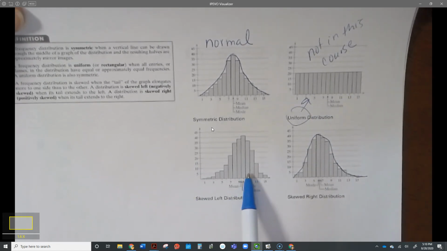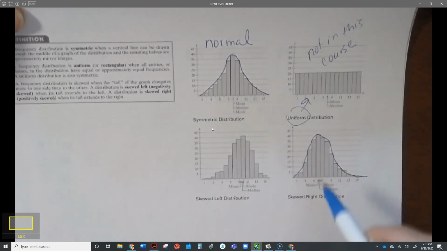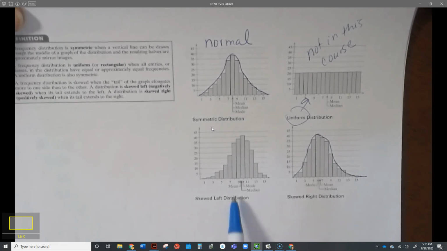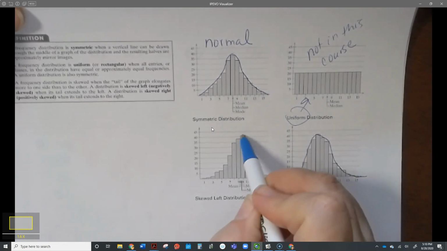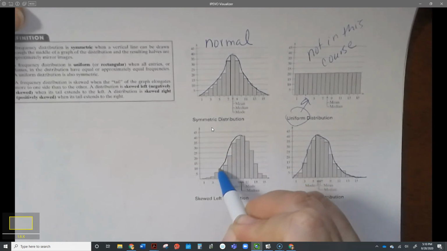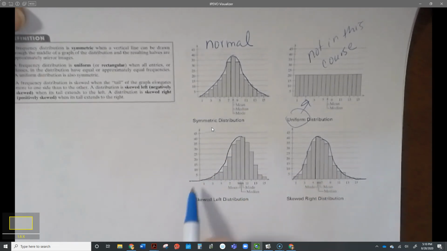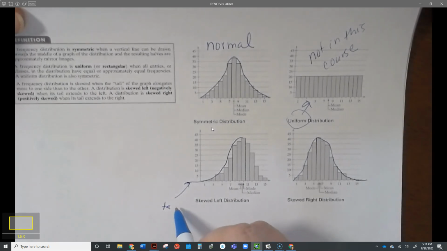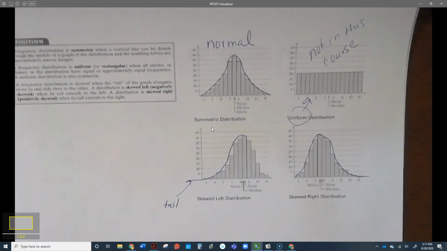This one right here is said to be skewed left, and the way that I tell the difference between being skewed left versus skewed right, there's two ways. One, the small part down here, this thing right here is called a tail. Is it T-A-L-E or T-A-I-L? Tail, that looks right. I think that's what it is. So this is the tail.